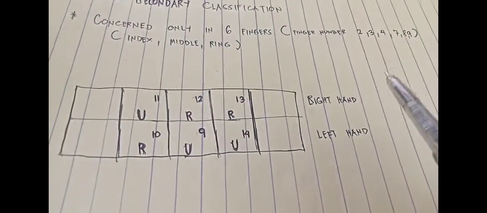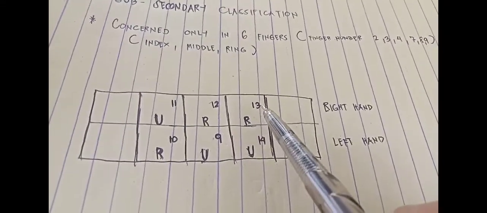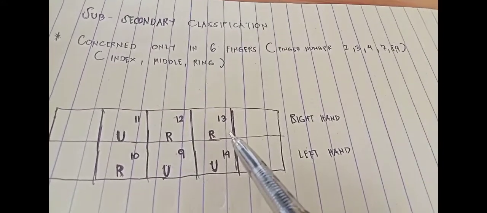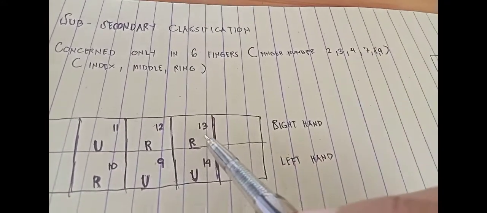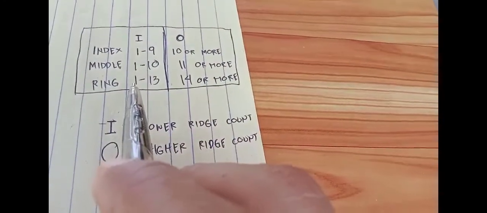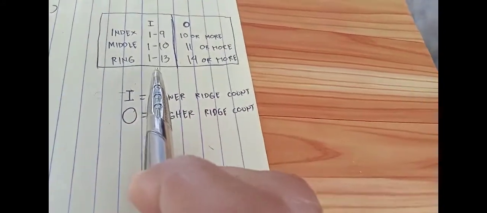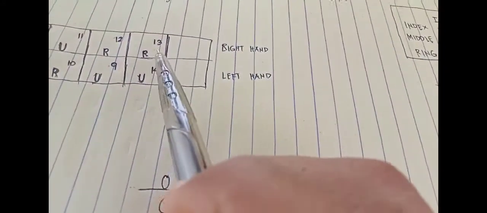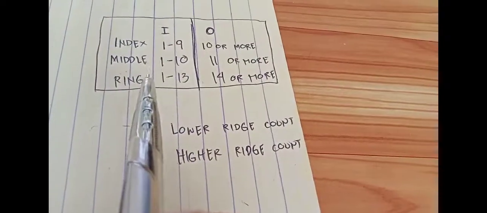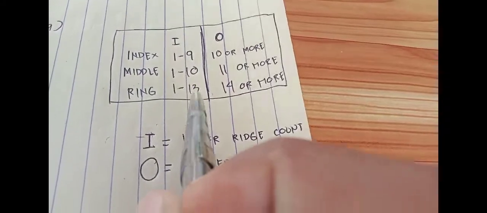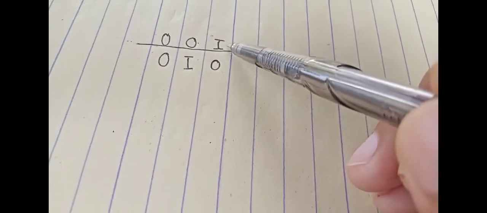And lastly, in the ring finger. In the right ring finger, this is a radial loop and has a ridge count of 13. So, if we look back, it has a symbol of letter I because it is 13. And according to the symbol, if it has a 1 up to 13, it has a symbol of I. So, I wrote I here.